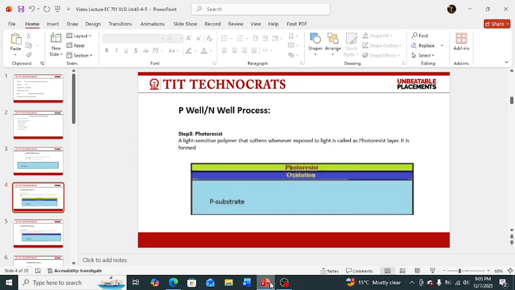The oxidation process is done by using high purity oxygen and hydrogen, which are exposed in the oxidation furnace approximately at 1000 degrees centigrade, and after the oxide layer is fabricated over the P substrate, a photoresist layer is fabricated. A light sensitive polymer that softens whenever exposed to light is called the photoresist layer, and it is formed over the oxide layer.